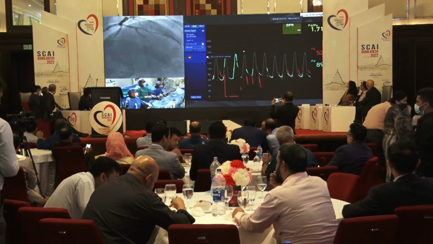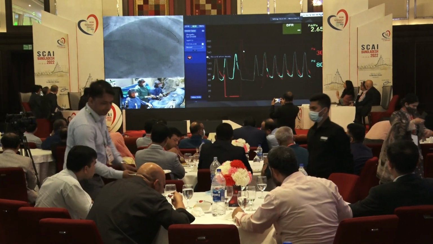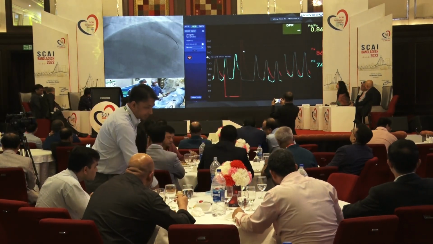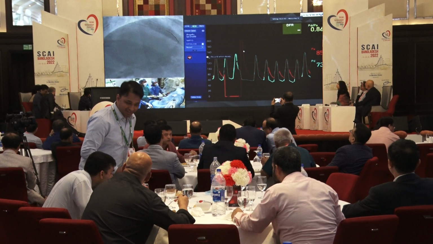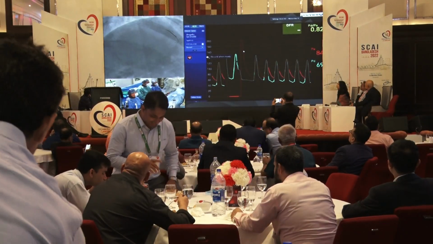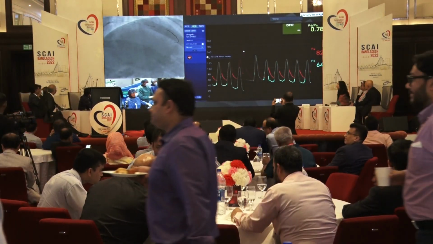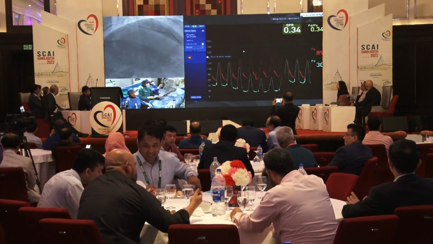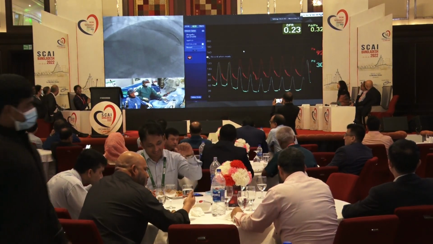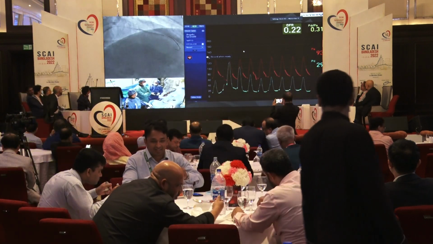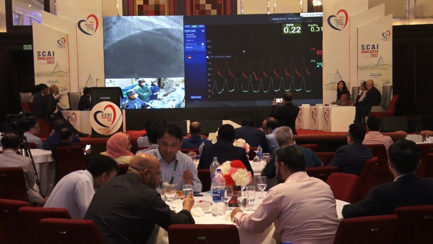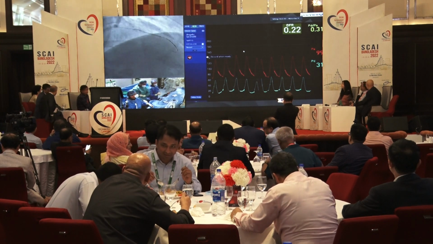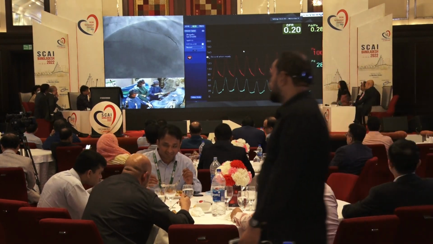Okay, let's go in inflation there. Okay. You see that the pressure wire tells that we have inflated the balloon. This is a good test to make sure that the balloon is inflated. We are at 10. I think we can go to 12.